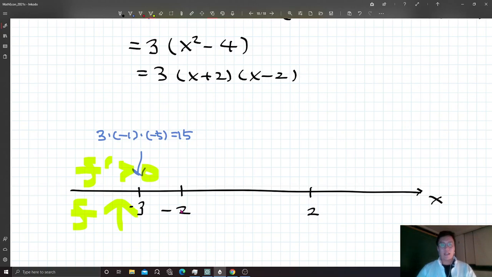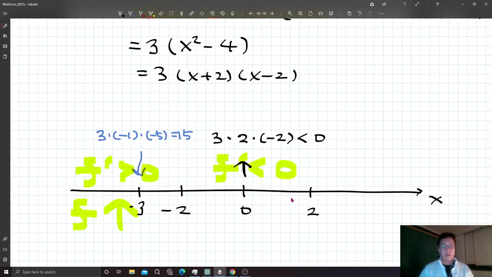And between negative 2 and 2, say 0, the derivative takes the value of 3 times 2 times negative 2. That is a negative number. So it tells us the derivative is negative on the interval between negative 2 and 2, meaning that the original function is decreasing.